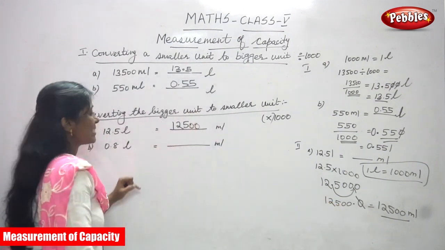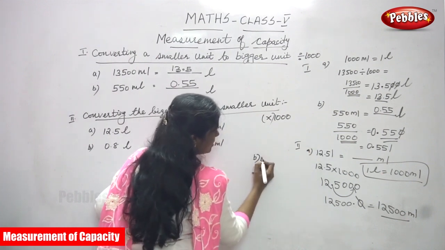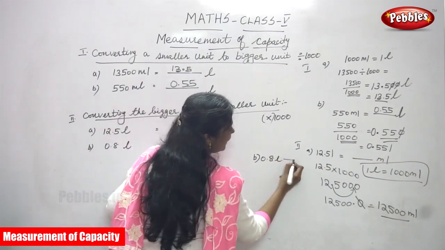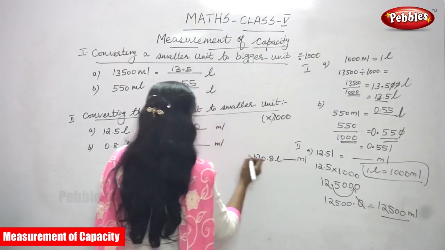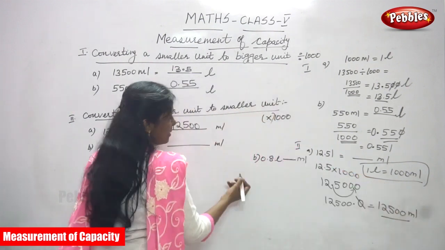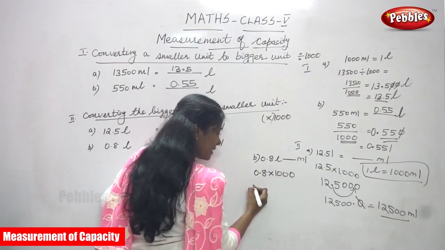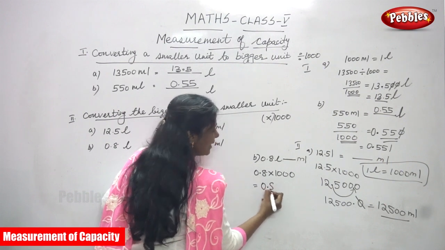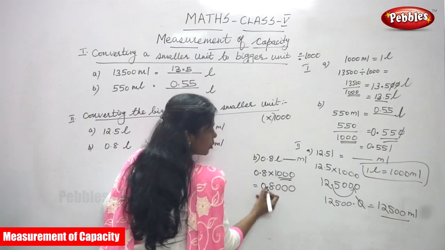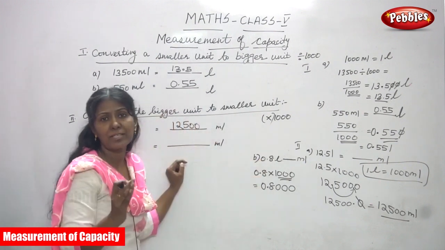The next one is 0.8 liter. The A question is over, now I'm going to do the B question: 0.8 liter converted into milliliter. I told you already, 1 liter is equal to 1000 milliliter, so you have to multiply by 1000 by the same method. 0.8 into 1000. Write 0.8 as it is. In 1000 how many zeros? 3 zeros. Add 1, 2, 3 zeros. This decimal point moves 3 decimal places to the right.